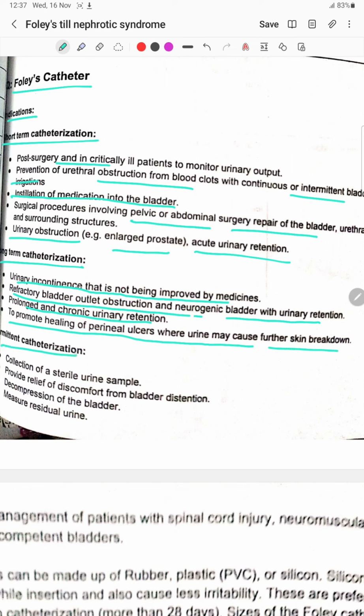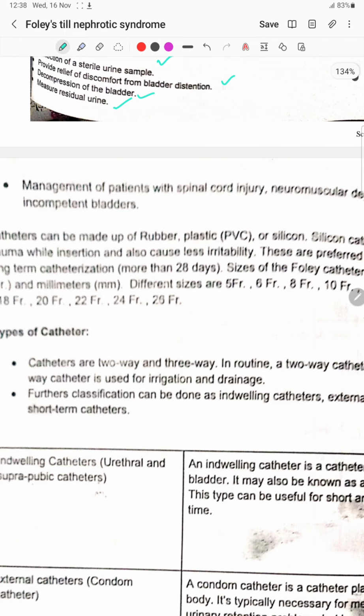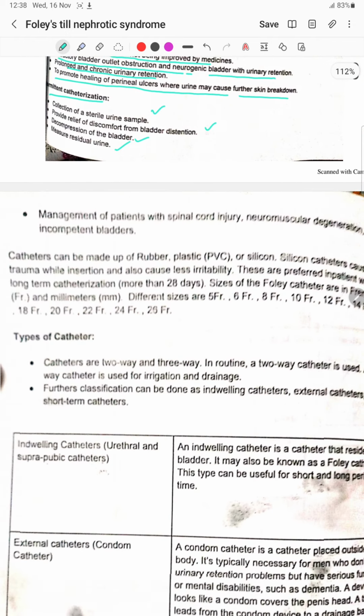The third is intermittent catheterization. It is done when a collection of a sterile urine sample is required, or to provide relief of the discomfort from bladder distension and decompression of the bladder, and to measure residual urine. It is also used for the management of patients with spinal cord injury, neuromuscular degeneration, and incompetent bladders.